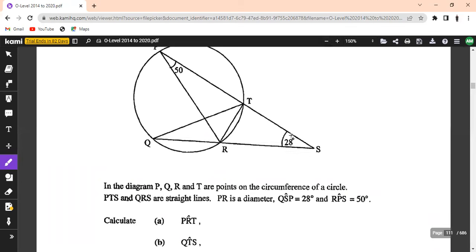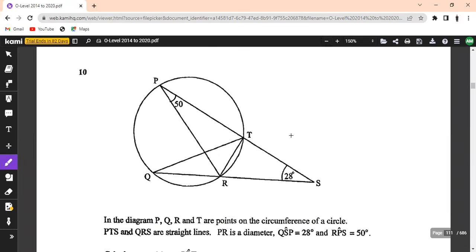All right. So there we are, given that these are straight lines, PTS and QRS. These are straight lines, and PR is a diameter. So from P to R, this is a diameter that you're given. You know that a diameter subtends an angle of 90 degrees at the circumference, which means this is going to be 90 degrees at T. And also this angle is going to be 90 degrees.